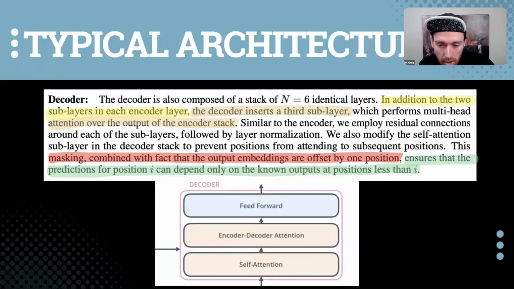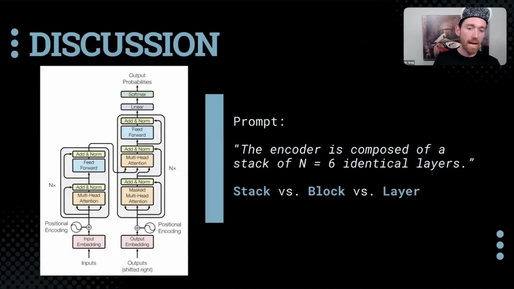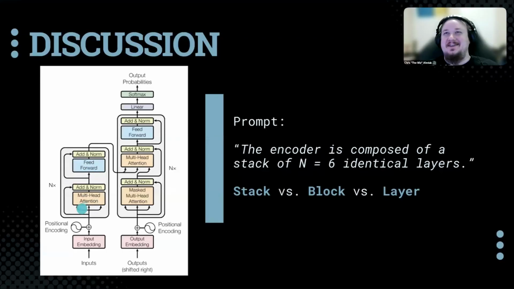All right, so when we talk about this other language, this stack versus block versus layer versus module, this is often quite confusing for people. And it's even more confusing today when we talk about it with state-of-the-art models. So when we talk about layers here from this paper, what are we talking about? We're talking about the encoder is composed of a stack of N equals 6 identical layers. What does that mean here? 1, 2, 3, 4? That's not right. What does this mean exactly?